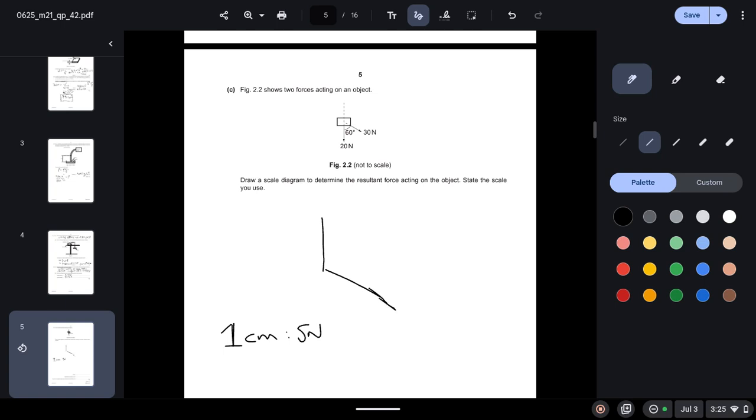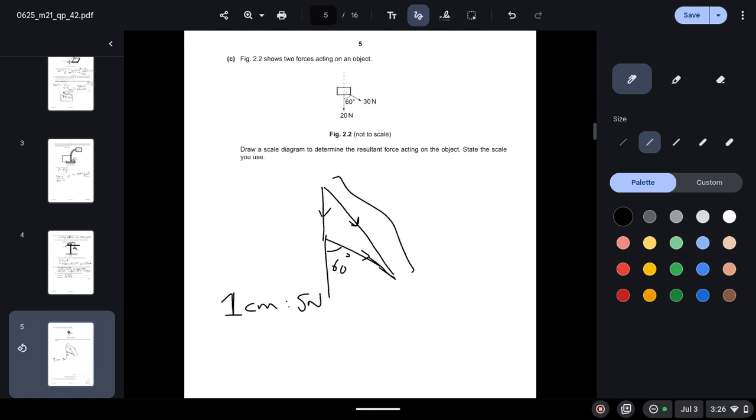This would be slightly longer. This would be an angle of 60 degrees. So your resultant would be this line here. This would be your resultant force. So using your scale, you need to measure the length of this and then multiply it by 5 in order to get the resultant force. It should be somewhere around 40 and 47 newtons.